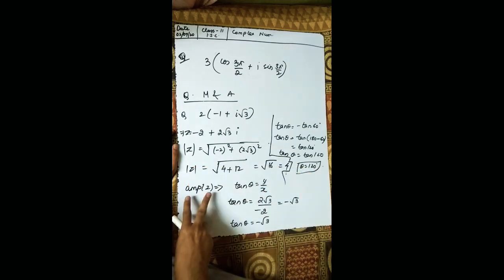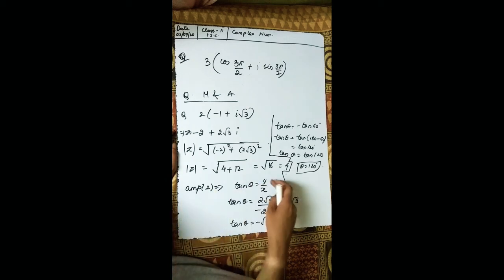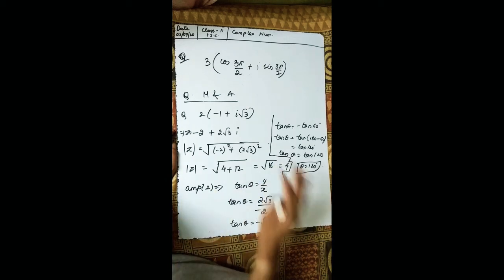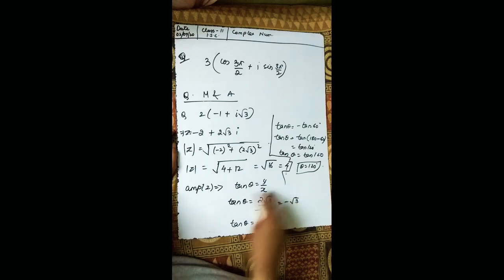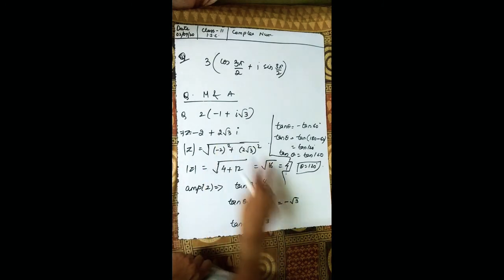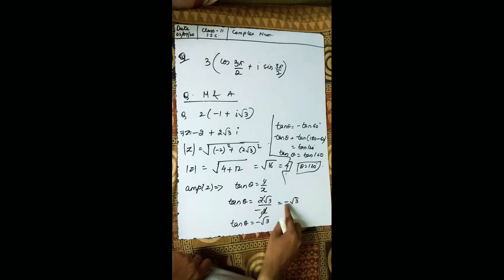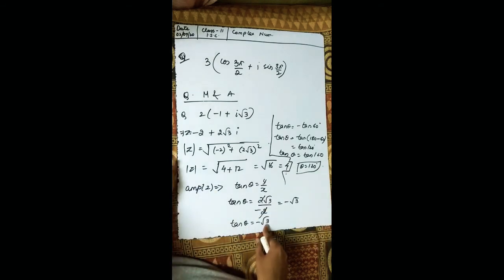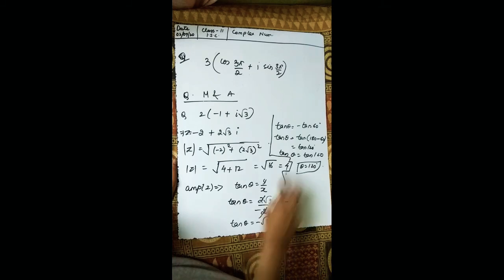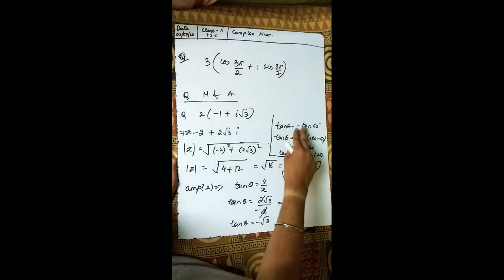Now you need to find the amplitude. As I explained how to find amplitude, tan theta is equal to y upon x. So tan theta is equal to, what is your y? 2 root 3. What is your x? Minus 2. The 2 with this 2 cancels. So tan theta is equal to minus root 3. Now what is root 3? Tan 60 degree. So tan theta is equal to minus tan 60 degree.